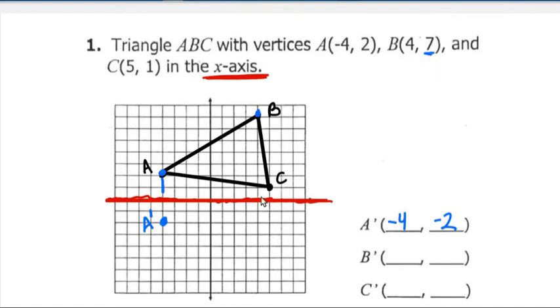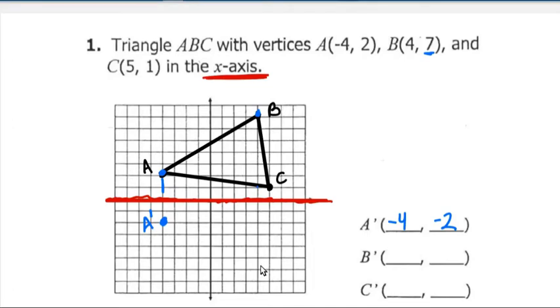My y-coordinate's 7. So that means this B is 7 units above. Okay, if that's tricky for you, just count your units. 1, 2, 3, 4, 5, 6, 7. Okay, now I wouldn't draw a line on your paper just because I don't want you to get confused. But B is 7 units above, so my B prime will be 7 units below.